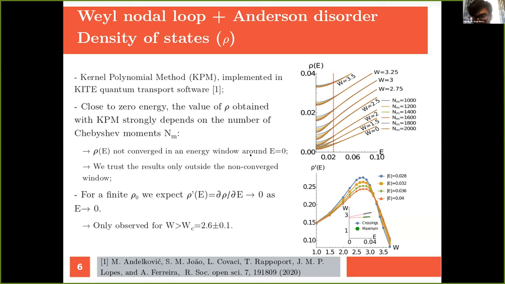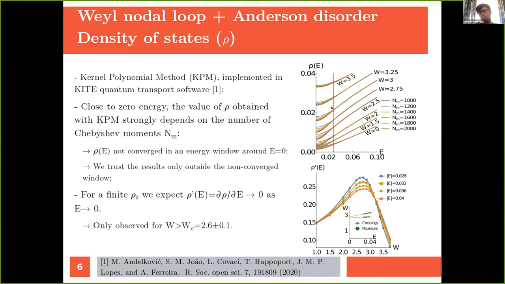And let me start by showing you this picture where we are plotting the density of states as a function of the energy for different disorder strengths and also for different numbers of Chebyshev moments, which is, in other words, for different energy resolutions. So what you can see here is that for a large enough energy, the results are essentially converged with the energy resolution, which means that we already reached the thermodynamic limit value. On the other hand, if we are looking here close to zero energy, you can see that the results are highly dependent on the energy resolution, therefore they are not converged, which is bad because we actually want to really study this zero energy limit.